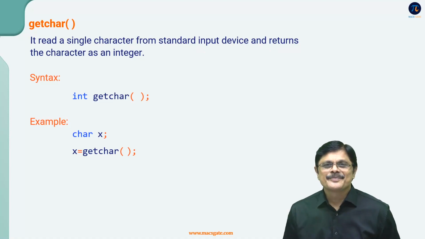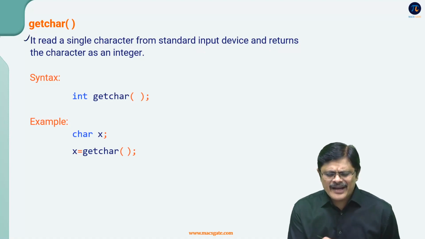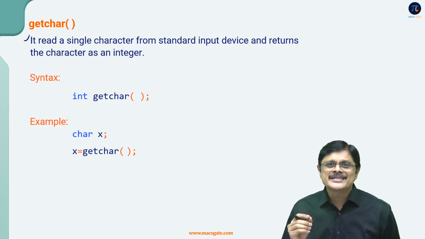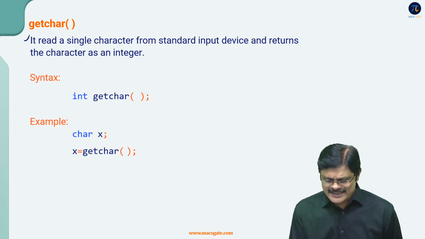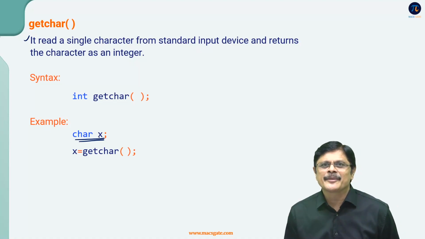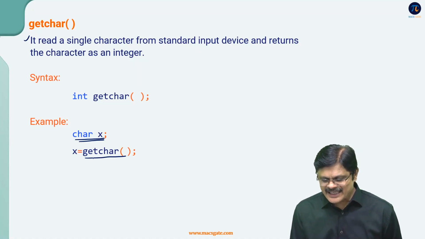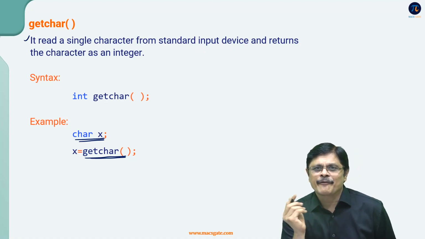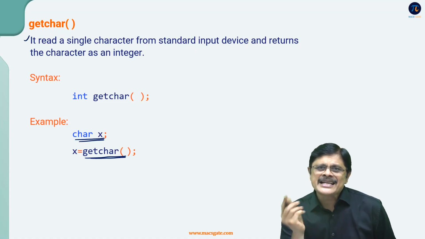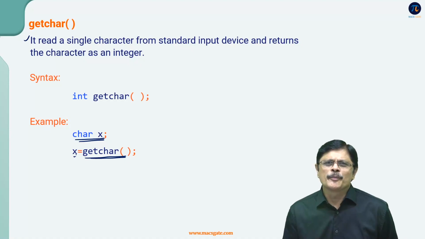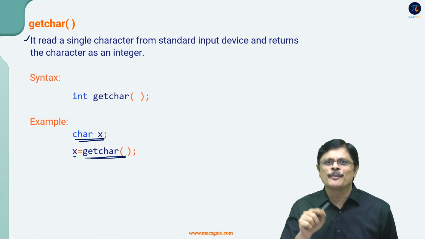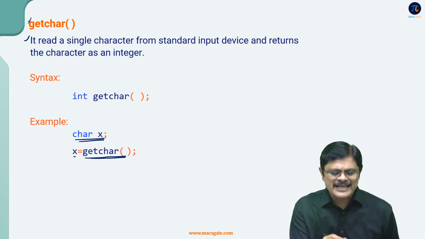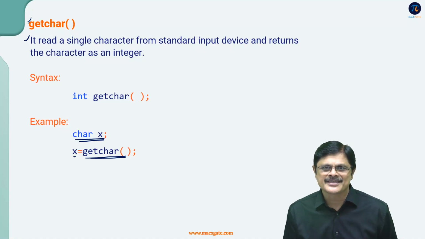The first one is getchar. See, getchar reads a single character from the standard input device and returns the ASCII value, my dear friend. For example, we define a character variable x and call this getchar function. It will prompt for an input of a single character. When you enter the input, the ASCII value is assigned to x. So if you print it, %d will give you the ASCII value, %c will give you the character. So getchar will assign characters in this manner, my dear friend.